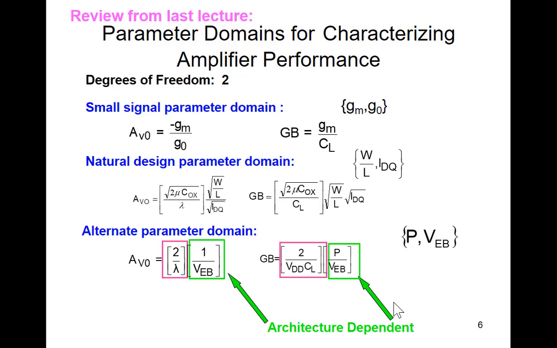In the alternate, you could change the gain bandwidth and keep the gain the same, so they wouldn't be influenced by one another. And in the natural one, they both change since both of the variables change. That was a really important characteristic. So we don't have complete independence, but we have sequential design or tuning capabilities. As was pointed out, we can set the gain by adjusting VEB, and once that's determined, we can let the power determine the gain bandwidth product. That's a really useful property for characterizing things this way.